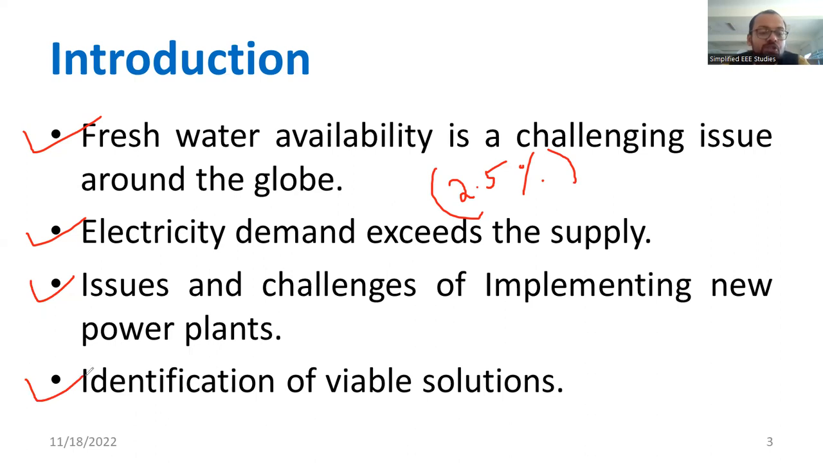To overcome this issue, we need to find a viable solution. There are a lot of viable solutions available, but we would like to propose a system which is a hybrid combination of solar still and micro hydropower system. So that is what we are going to explain today. And similar kinds of projects can be implemented for your academic project as well. You can modify it. I will tell you what modifications you can make.